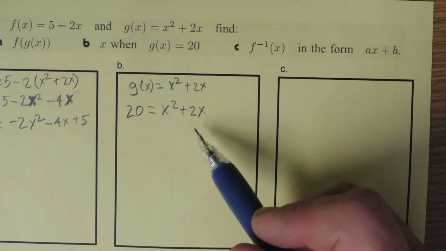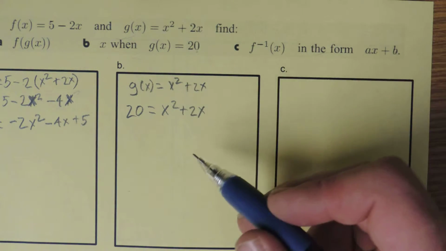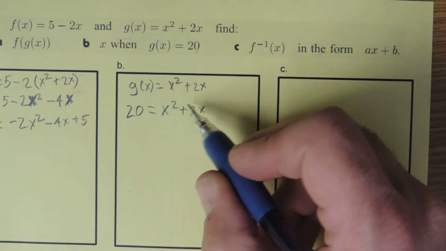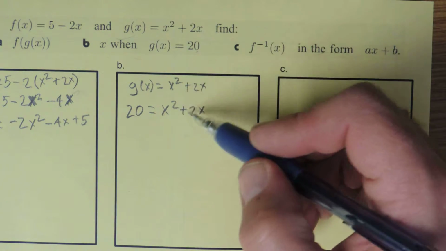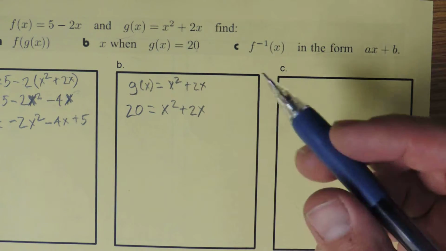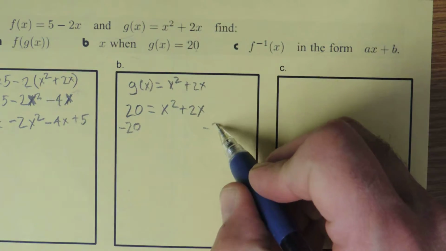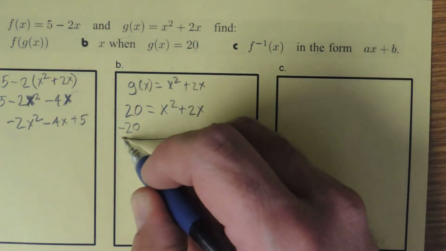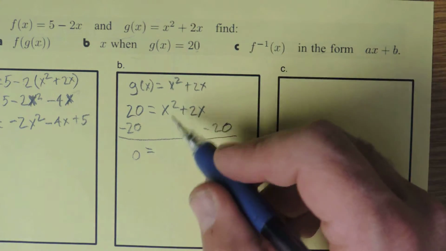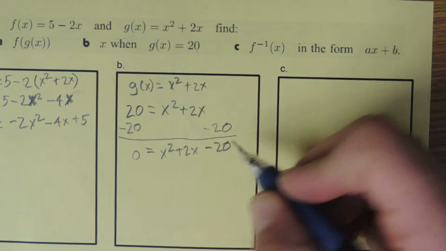First of all, there's one way I can see right off to work on this. When I have a quadratic equation, I need to have it equal to 0 for all of the methods that we use to solve a quadratic equation. So I'm going to subtract 20 from both sides to give me 0 equals x squared plus 2x minus 20.